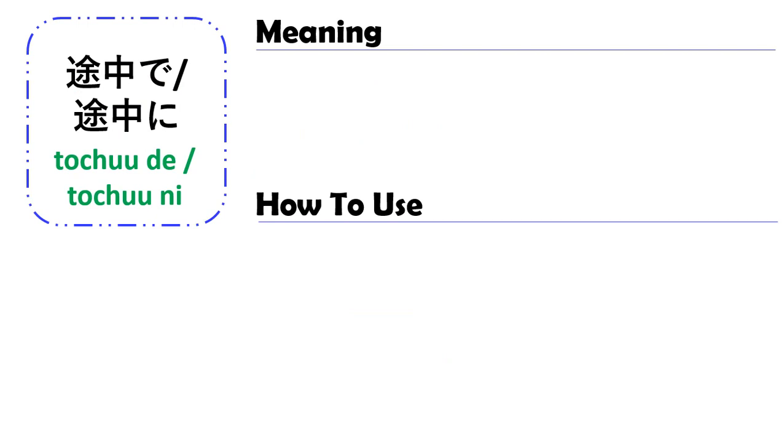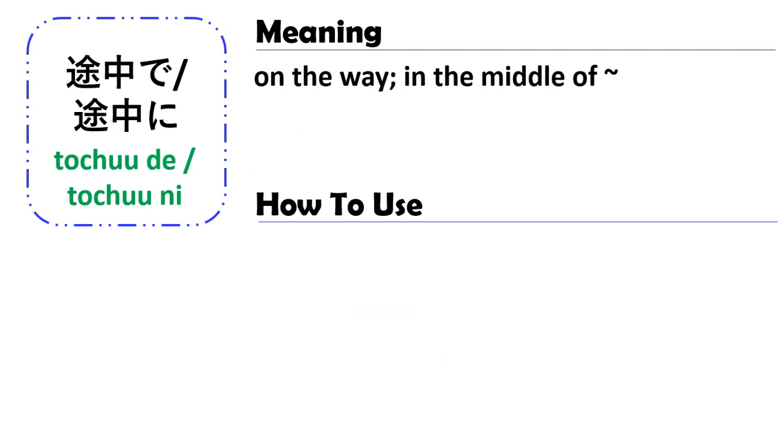Next we are going to learn about the grammar of 途中で (tochu de) or 途中に (tochu ni). The grammar of tochu de or tochu ni means on the way, or in the middle of that, or something. That means that some situation happens in the middle of the complete situation.